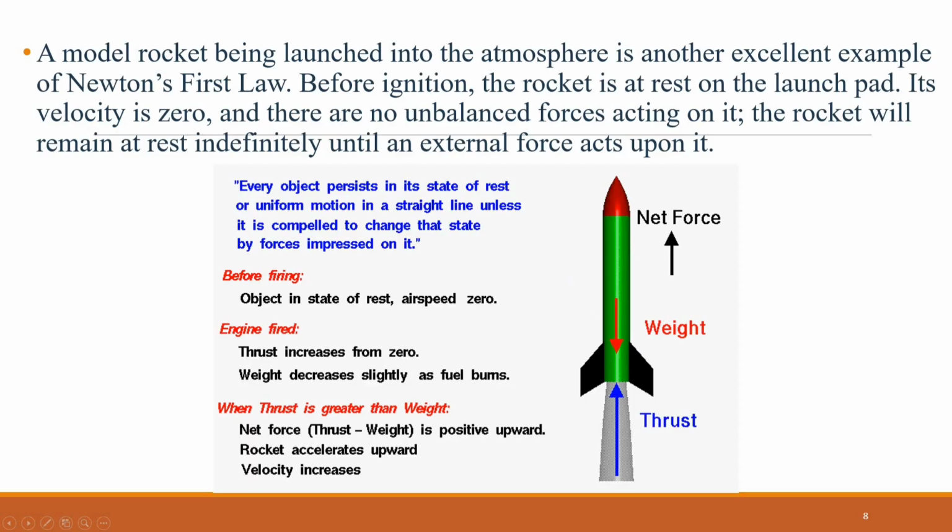This example demonstrates both parts of Newton's first law. 1. At rest, the rocket remains stationary until acted on by thrust. 2. In motion, once the thrust is applied, the rocket accelerates, and its velocity changes until the forces acting on it balance or change again.